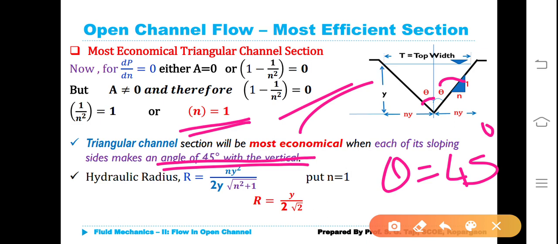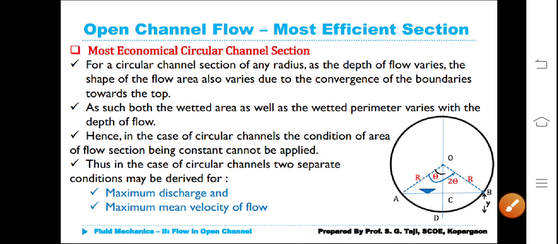Now, hydraulic radius capital R is equal to ny squared divided by 2y multiplied by under the root n squared plus 1. Put n is equal to 1, which we have just now derived. If you put n is equal to 1 in this equation, we will get hydraulic radius R is equal to y divided by 2 multiplied by root 2.